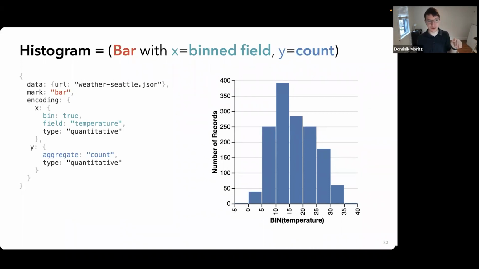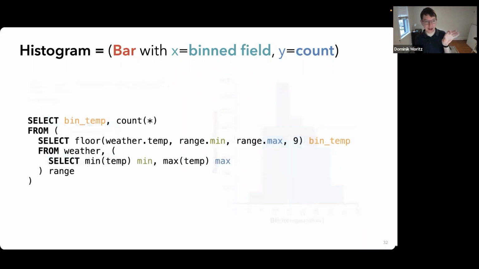And behind the scenes, there's a couple of calculations going on that we don't actually have to specify manually. So if we were, for instance, to look at the SQL query that gets generated here, we have the bin temperature and the count selected from this bin query over the weather data. And the cool thing is you don't have to worry about this query being generated. That happens all behind the scenes.